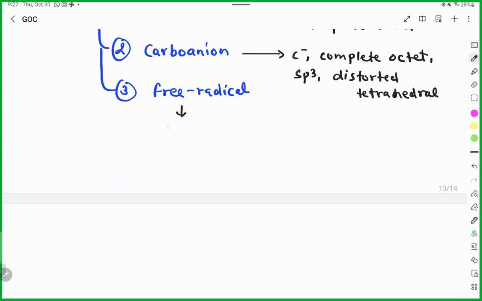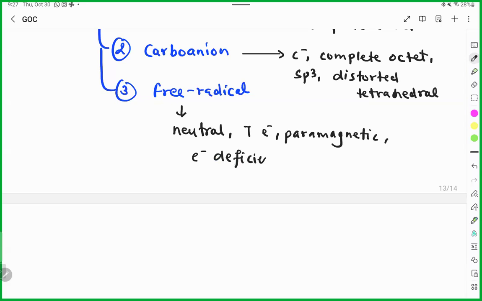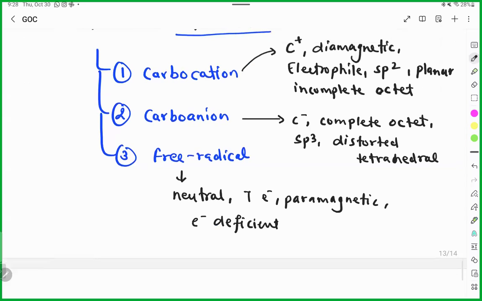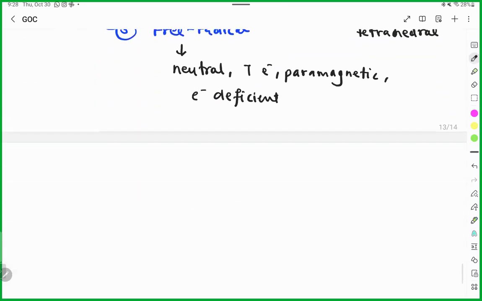Varinder, free radical. Neutral, seven electrons, incomplete octet, and paramagnetic. Paramagnetic because electrons are not present in pairs, and they are electron deficient because of one electron shortage. So this is the basic introduction of carbocation, carbanion, and free radical.